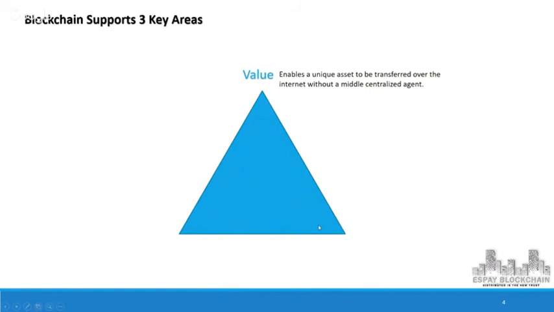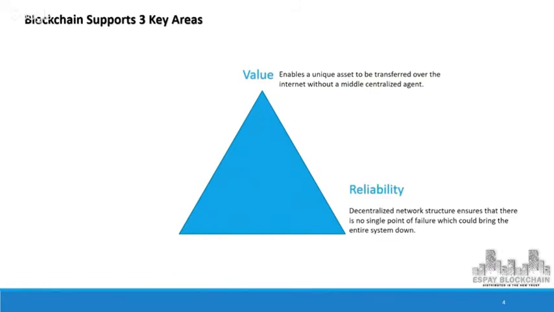This architecture provides more reliability because it is decentralized and managed by the community who trust the network. This decentralized network ensures that there is no single point of failure which brings the entire system down, because if one node is down, there are millions of other nodes who can take care and continue the process.